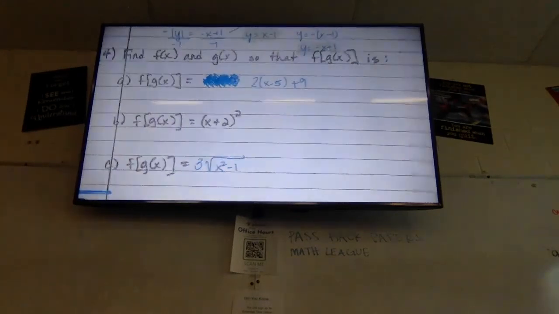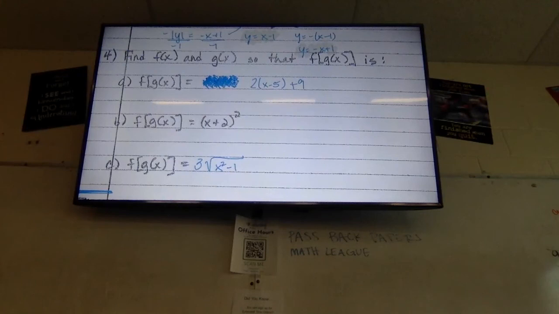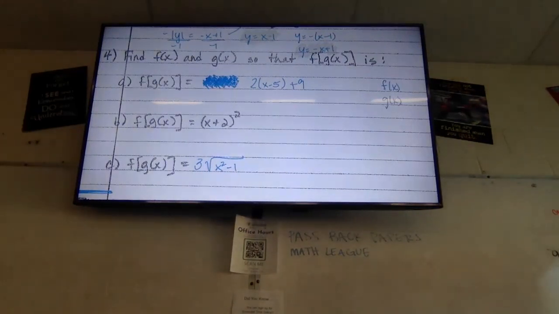Okay. The directions say find f and g so that f of g of x is this. So on each of these, I'm going to have an f of x function and a g of x function. Which is my outside function on all of these? The f. F is the outside function on all of these, which makes g the inside function. Sometimes I think the inside function is the easier one to see, so I find the inside function, and then I think about, okay, when I take that away, what is left as my outside function?